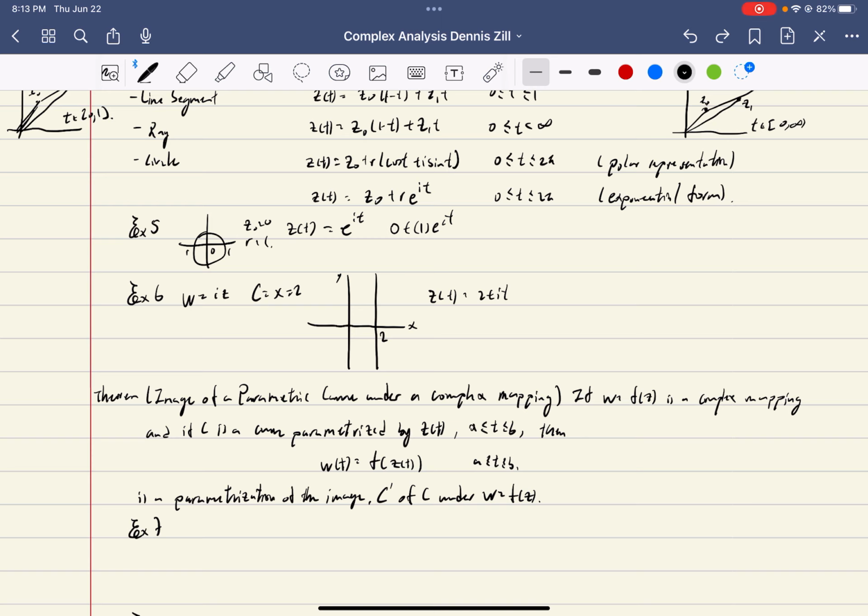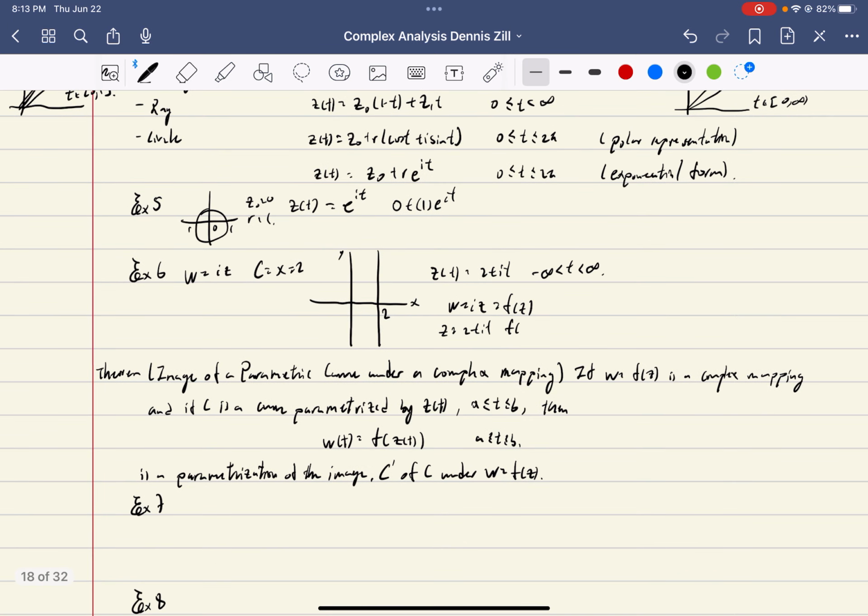the imaginary axis, and we want it to go from negative infinity to positive infinity. So we can set the boundaries from negative infinity to infinity, and f of z is equal to this point. So how about we say w is equal to iz, that's equal to f of z, and we know z is equal to 2 plus it, f of 2 plus it is equal to i times 2 plus it.